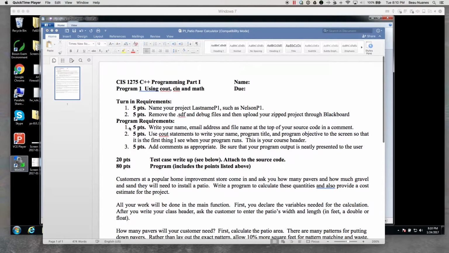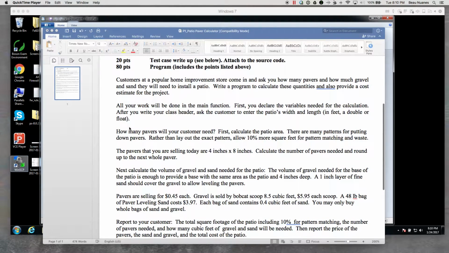So looking at the program, the piece that I was just talking about was here. It says, how many pavers will your customer need? First, calculate the patio area. There are many patterns for putting down pavers. Rather than lay out the exact pattern, allow 10% more square feet for pattern matching and waste. That 10% is going to apply to the paver, not to the other parts of the calculations.